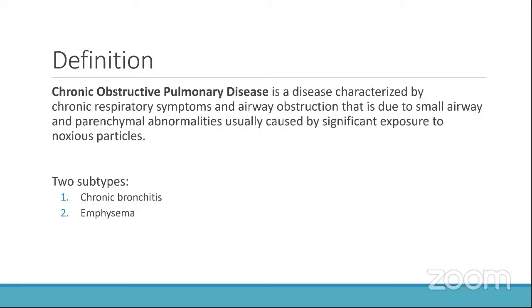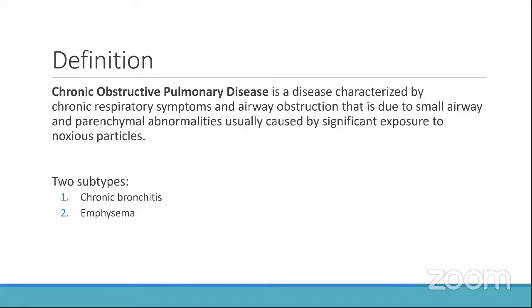There are two main subtypes in COPD. One, chronic bronchitis, which is defined as a chronic cough with or without sputum production on most days of 3 or more months for 2 or more consecutive years. And two is emphysema, which is a pathological term to describe the permanent dilatation and destruction of airways distal to terminal bronchioles.